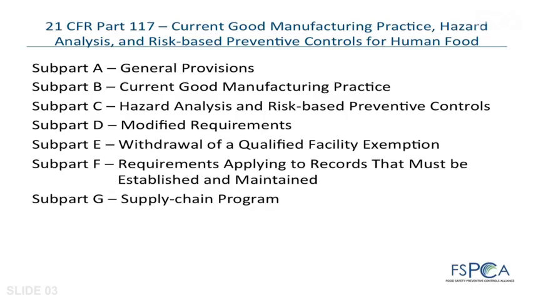First, there are general provisions in Subpart A. Then in Subpart B, we have our current good manufacturing practice requirements. These were formerly in 21 CFR Part 110. Subpart C is the requirement for hazard analysis and risk-based preventive controls. And Subpart D are the modified requirements. These are the ones that apply to a qualified facility and to a facility that's holding prepackaged refrigerated foods. Subpart E deals with the withdrawal of a qualified facility exemption. And Subpart F are the requirements applying to records that must be established and maintained. Subpart G is the supply chain program.